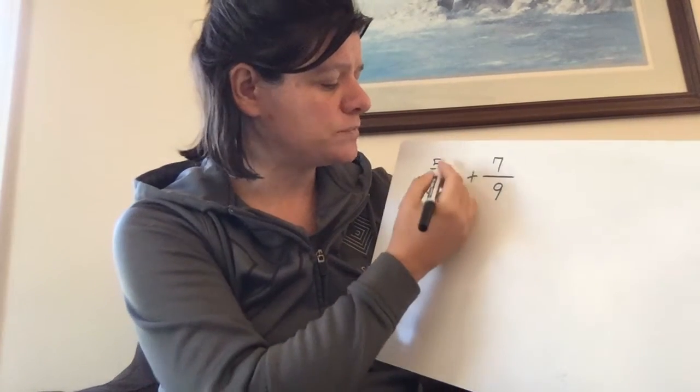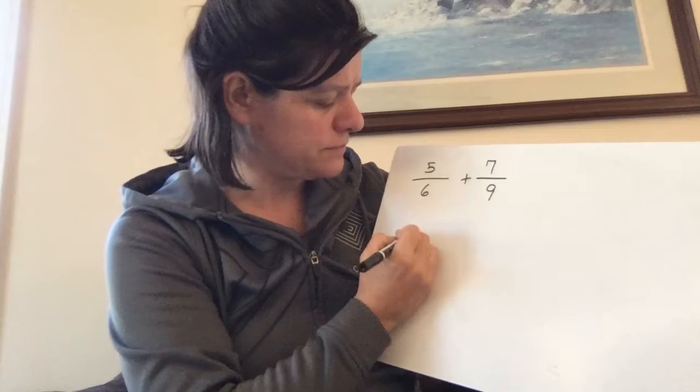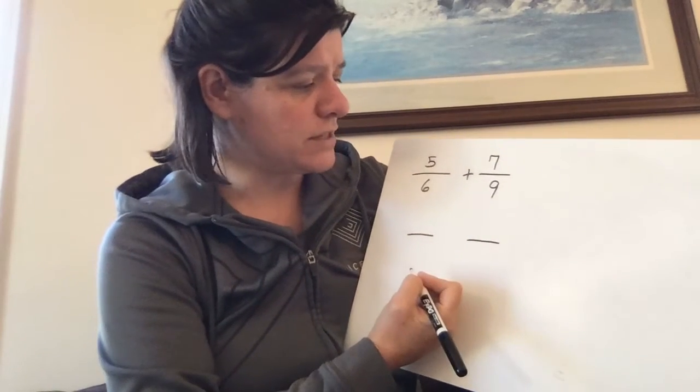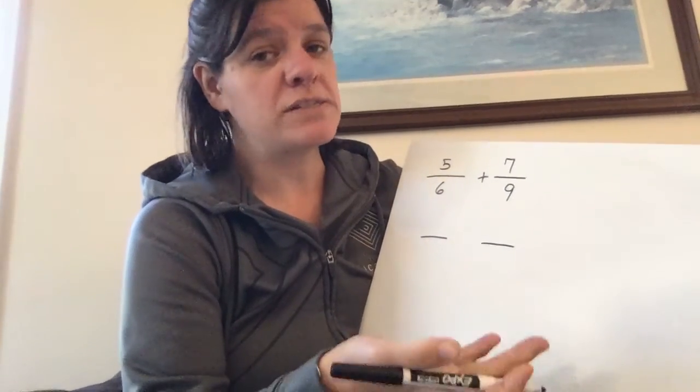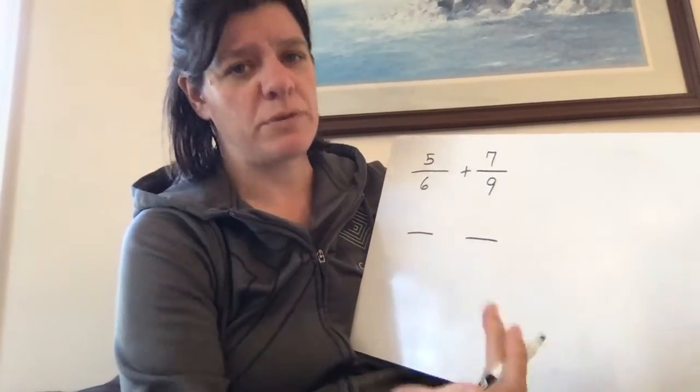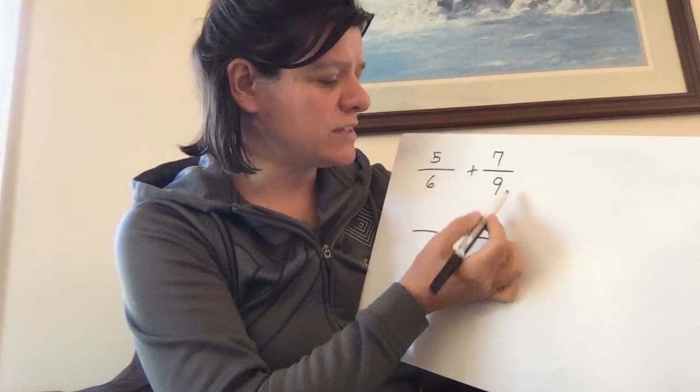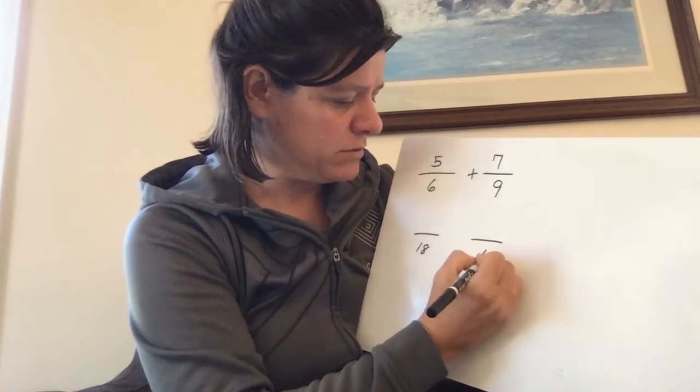Okay, so I've got 5/6 and 7/9. I want to get a common denominator. So I want to pick, if I can, the smallest number that they both go into because it will make my life easier. So 6 and 9 both go into 18.